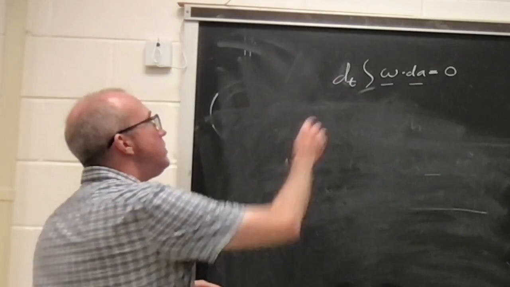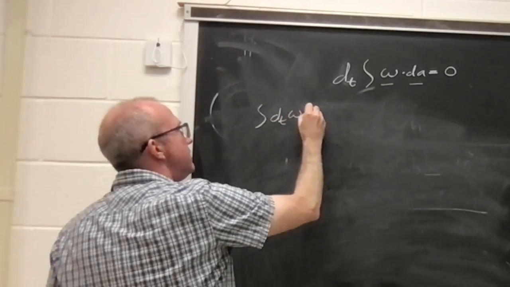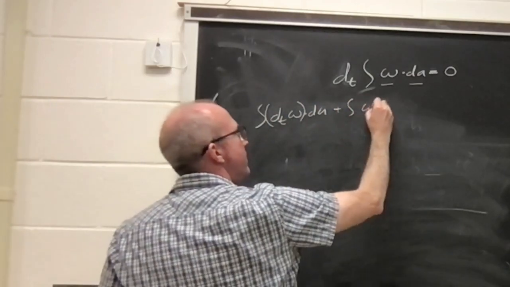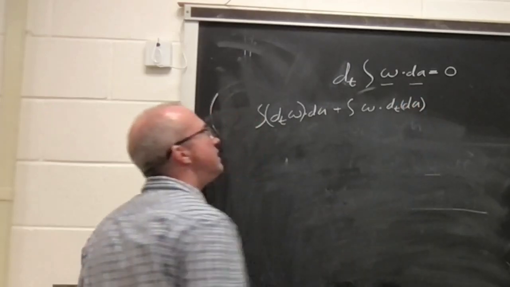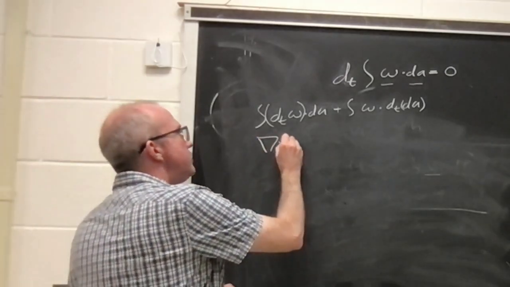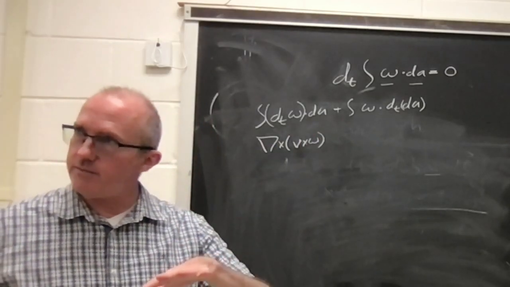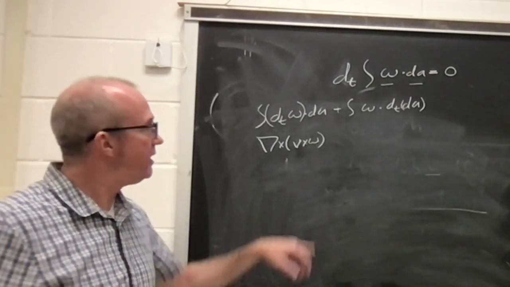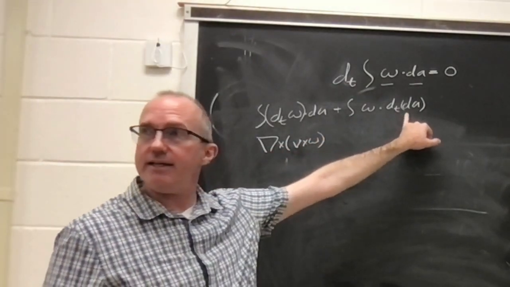So we do the same thing. We break this into a product rule so that we have a d by dt of omega dot dA plus the integral of omega dot d by dt of dA. Right? And this term is easy because we found out that this is just del cross v cross omega. We found that from taking the curl of the Euler equation and going through some stuff. And we're left with this. For this term, we have to sort out what d by dt of dA is.